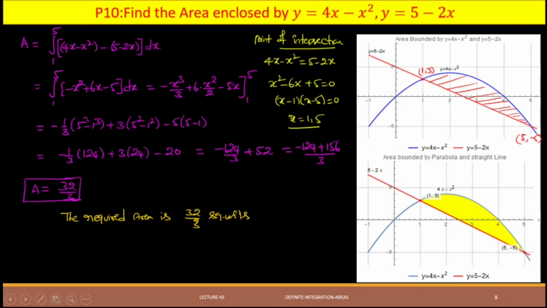Hope you have understood this problem. Let us solve the next problem. Here is our next problem. Find the area enclosed by the two curves, namely y is equal to x square minus x minus 1 and y is equal to minus 1.